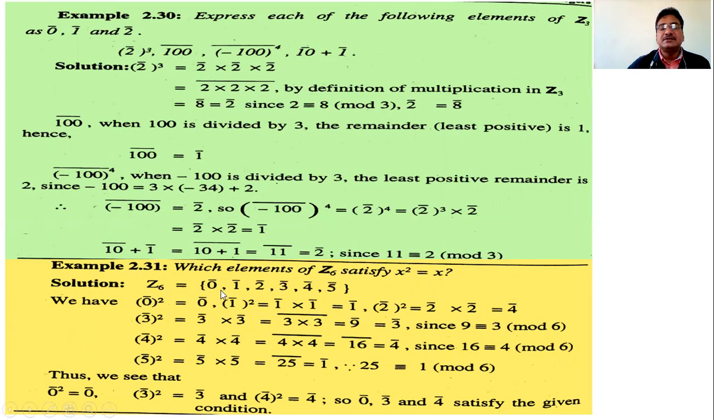Now, which elements of Z6 satisfy x square equals x? So write Z6, that is 0 bar, 1 bar, 2 bar, 3 bar, 4 bar, up to 5 bar. Then we have to find the elements whose square is itself. First, 0 bar square is 0 into 0, which is 0 bar. Then 1 bar square is 1 bar into 1 bar, which is 1 bar.